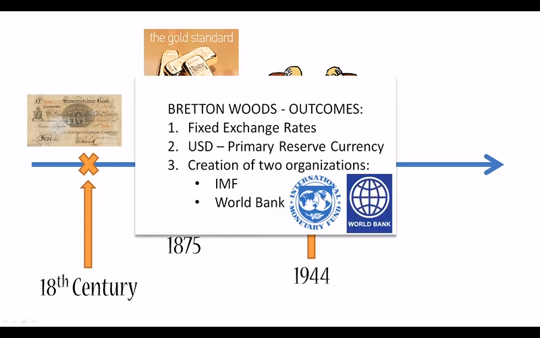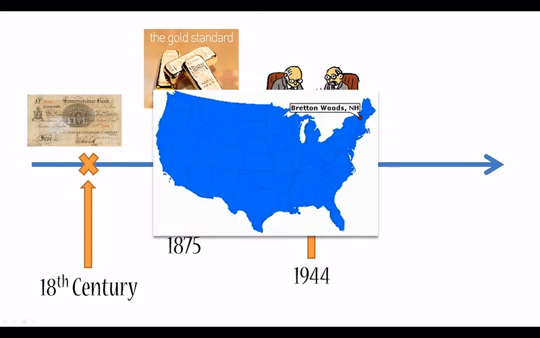And also the World Bank, which is a financial institution of the United Nations, meaning that its main purpose is to reduce poverty around the world and help developing countries. By the way, if you're wondering why it's called the Bretton Woods Agreement, that's because it was signed in a town called Bretton Woods in New Hampshire, USA.